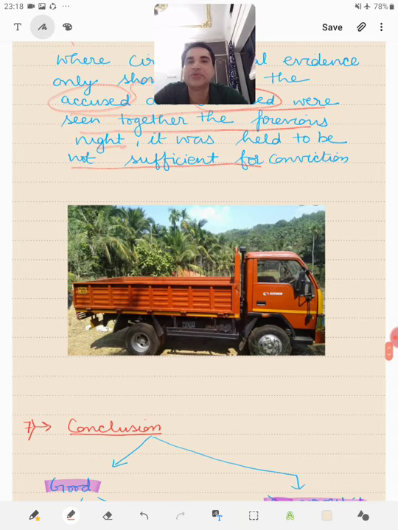Now, I will give you one example of circumstantial evidence. For example, suppose there is a village, and that village is quiet, meaning that not many vehicles are passing through it, roads are mostly vacant, and one villager has a lorry, and normally he parks it in a ground and goes to his village and sleeps there.